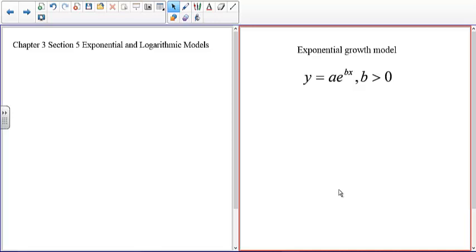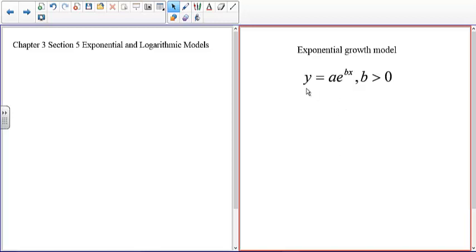Okay, so we're at the last section of Chapter 3. Title is Exponential and Logarithmic Models. So we're just going to talk about some general exponential models and what applications they have in real life.